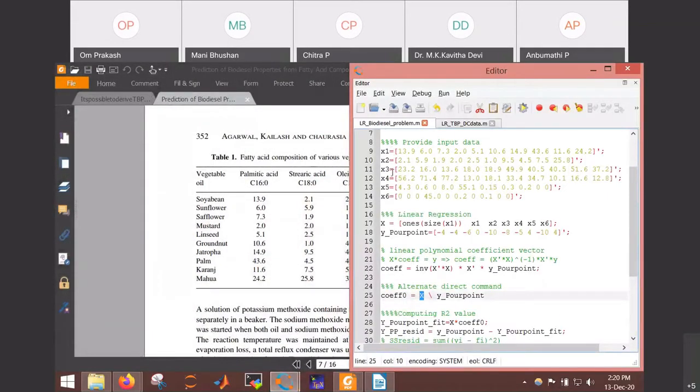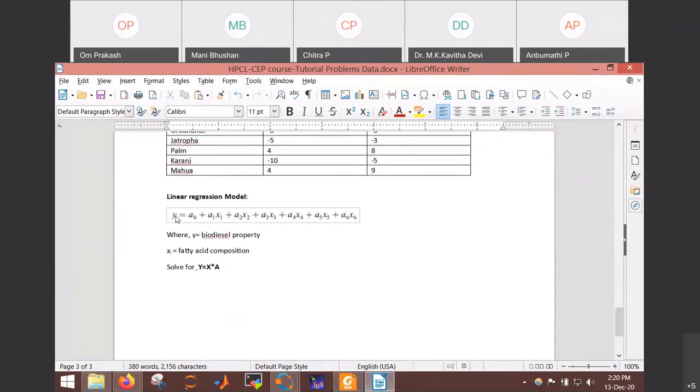So this is my X. In linear regression, you know that there is a constant term. This is the linear regression model which we are trying to fit. Y is the property, which in this case is 4 point, and then these are the parameters. A0 is the constant here, and similarly we have A1 to A6, and X1, X2 are the fatty acid compositions.